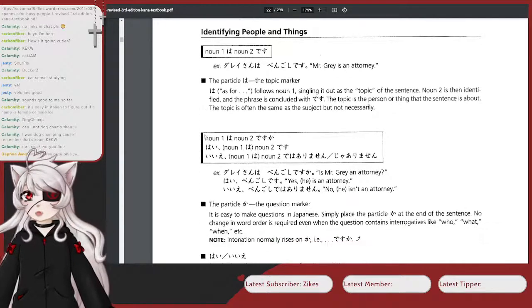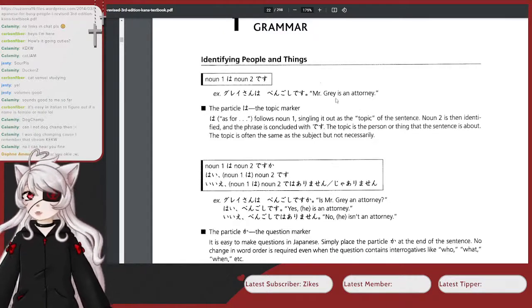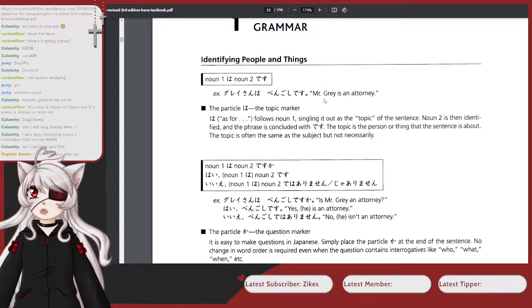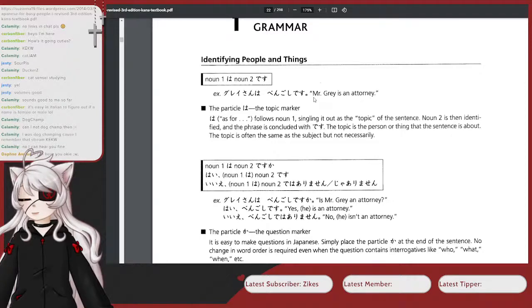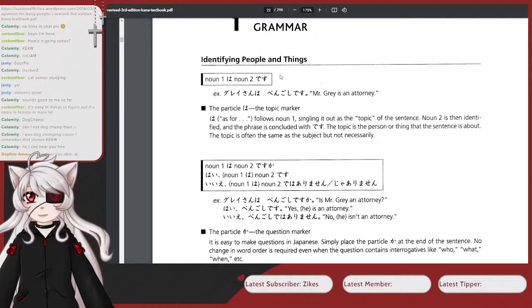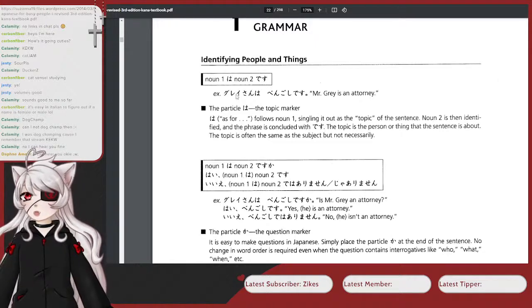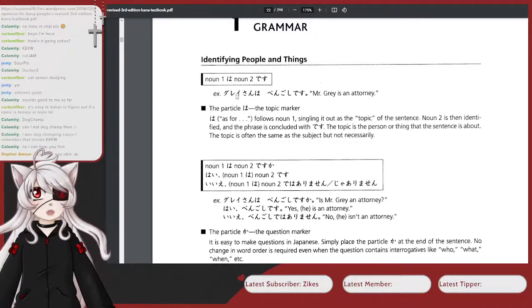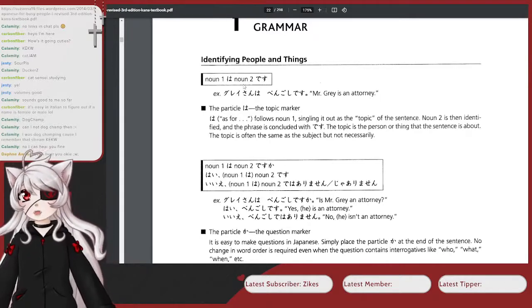Ha singles out the noun as the topic. So when you talk about yourself, watashi wa, that means the topic is you. Or you can be like neko wa if you're talking about a cat. I think you can use it for places. Basically, that's the main topic of the conversation. That's normally what comes first. So what you're talking about is the most important thing.